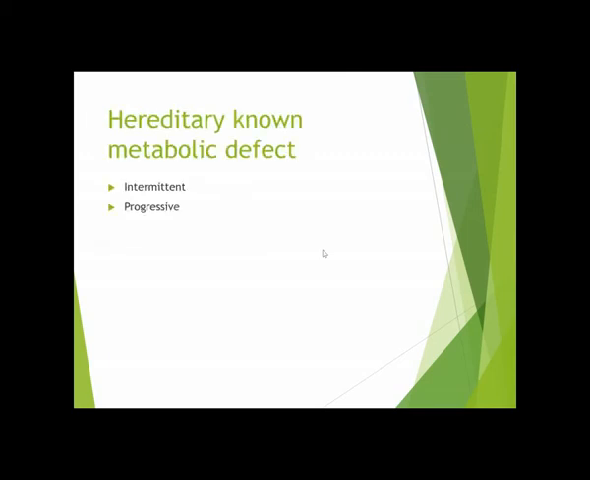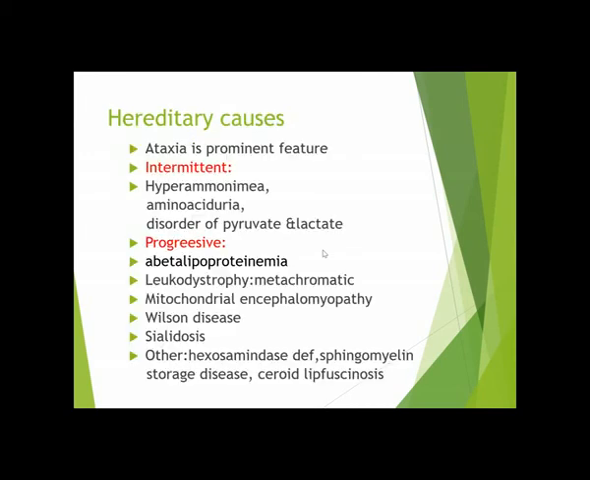Now, this is a hereditary disorder, and ataxia is not the only feature of abetalipoproteinemia. Patients have signs and symptoms of malabsorption with diarrhea and weight loss, and they also develop neuropathy, and along with that, they can develop visual symptoms, retinopathy as well.